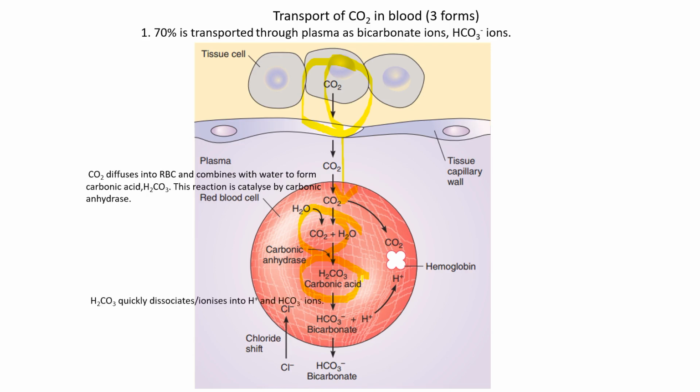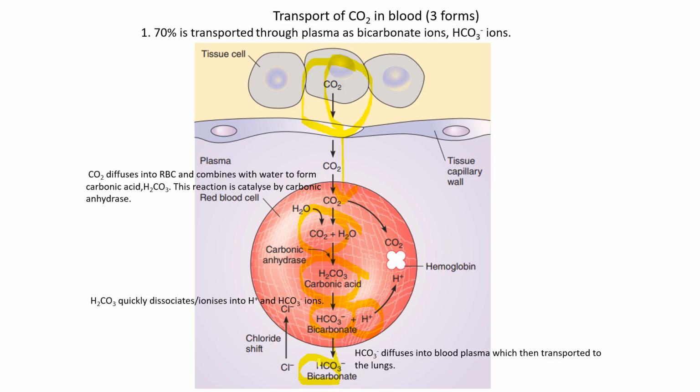Next, this carbonic acid is an unstable compound. Thus it quickly dissociates or ionizes into hydrogen ions and hydrogen carbonate ions, or bicarbonates. These bicarbonates will diffuse into the blood plasma, which is then transported to the lungs by the blood circulatory system.